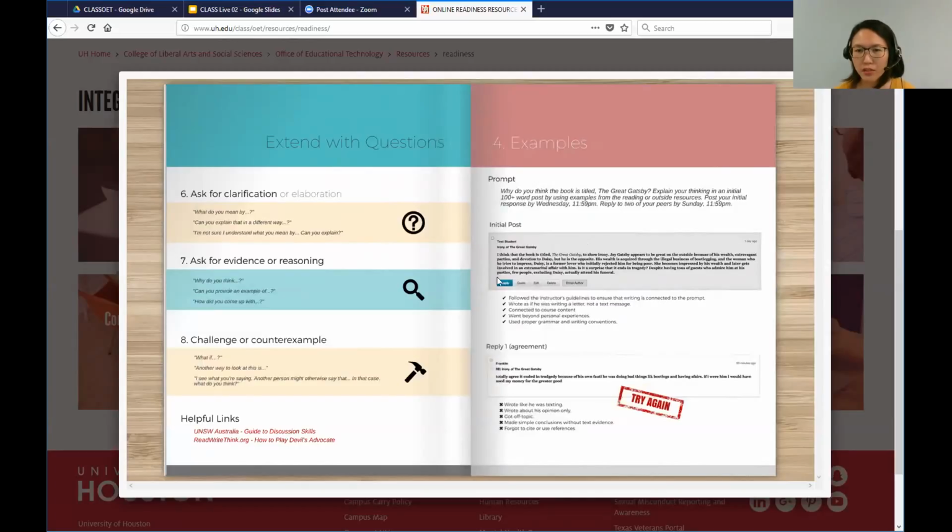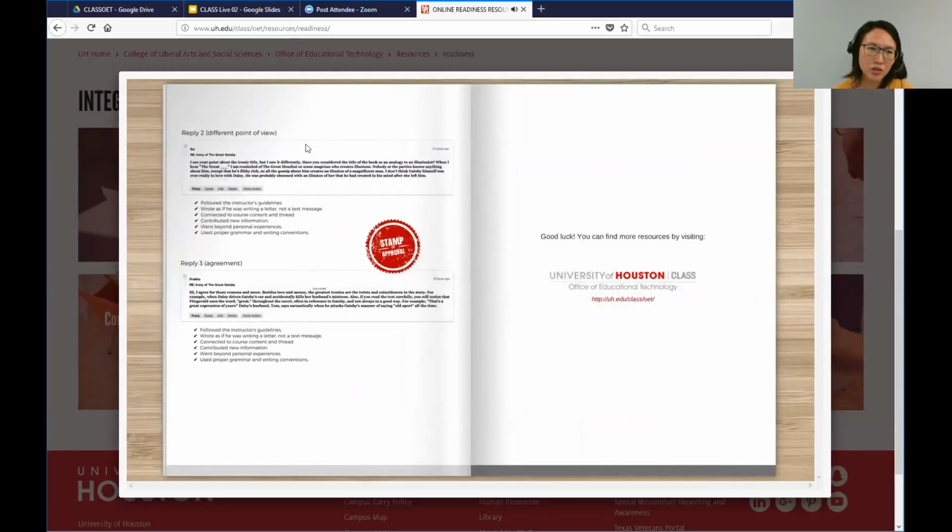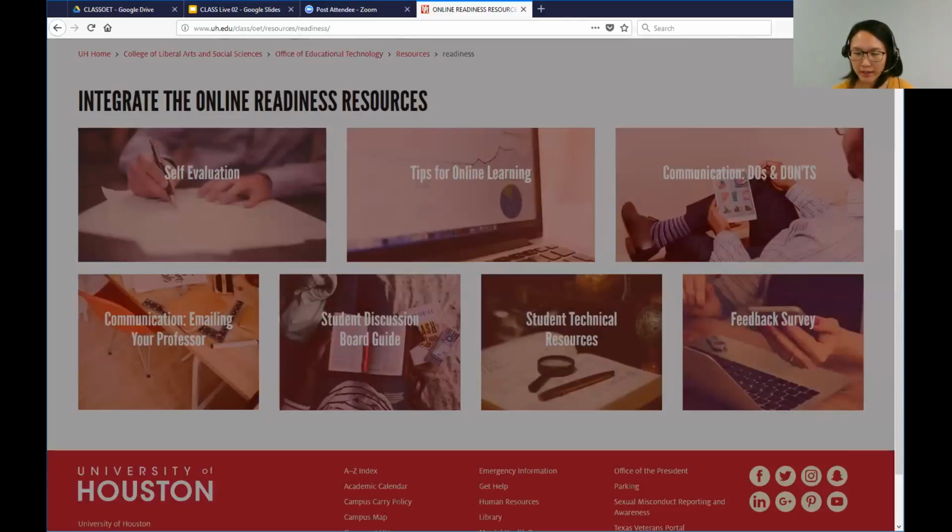So on this page, it shows the prompt, the initial post, and a list of why this initial post is quality. And then it shows a reply and why this reply is poor. And then the next page shows two other replies and why these replies are good. Okay. So that's it for our discussion board guide.